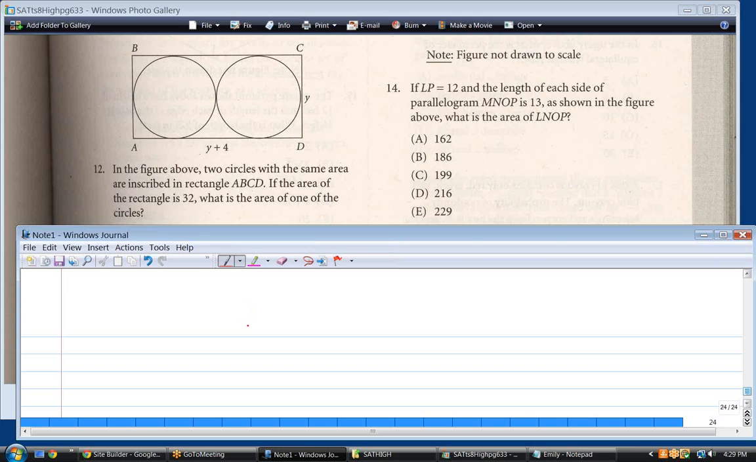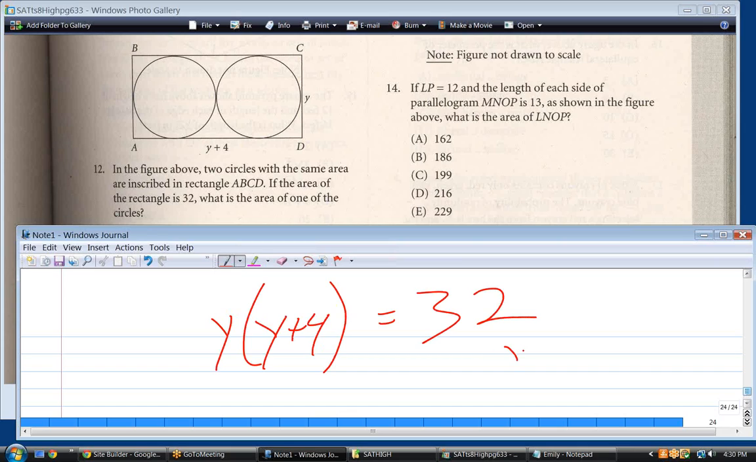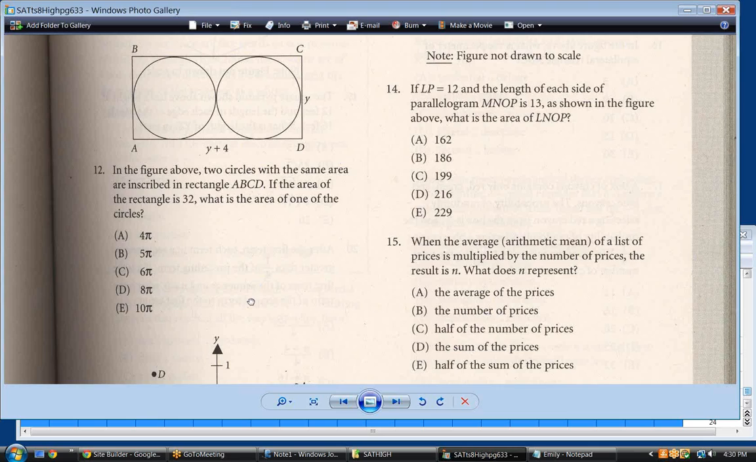Yeah, so you did it right away. See, I would have done it the hard way. I would have multiplied y times y plus 4, let it equal 32, and solved that quadratic to get y equals 4 as one solution for sure. So the answer is going to be 4 pi. Uh-huh. Okay, good.